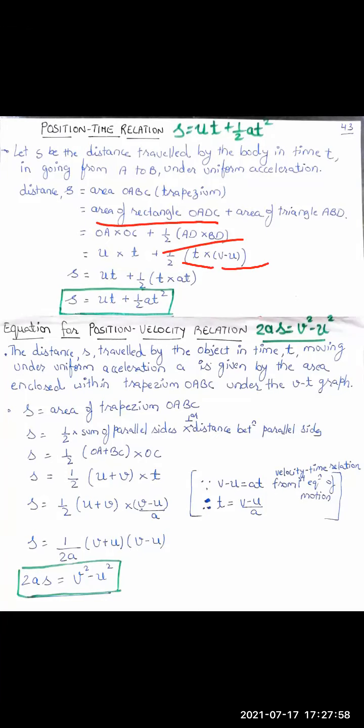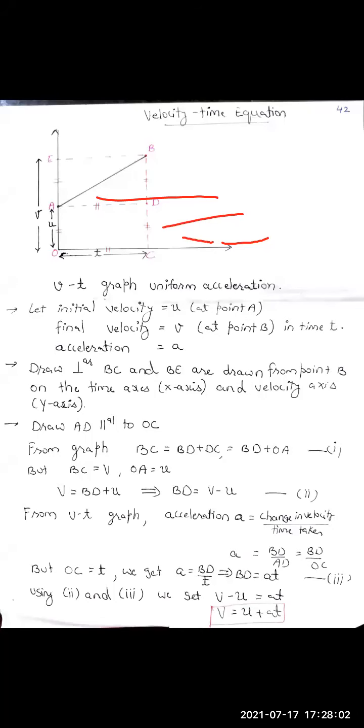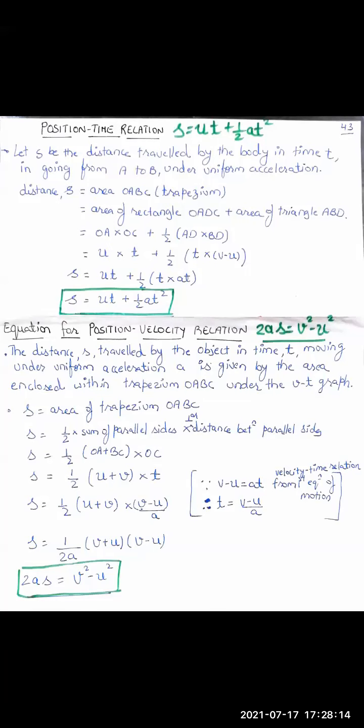Area of rectangle OADC. Area of a rectangle is very easy. Area of rectangle is length into breadth. So this is U and this is T. So it is U into T, length into breadth, right? Area of rectangle is OA into OC, that is U into T. And so your equation is S, that is distance, equals UT plus half T into V minus U.